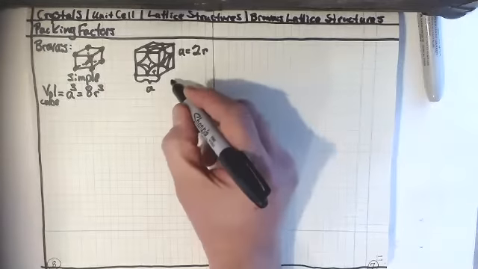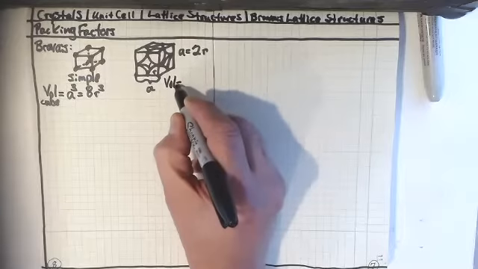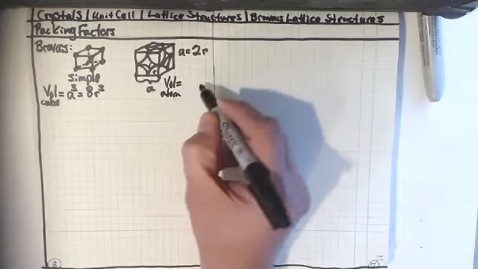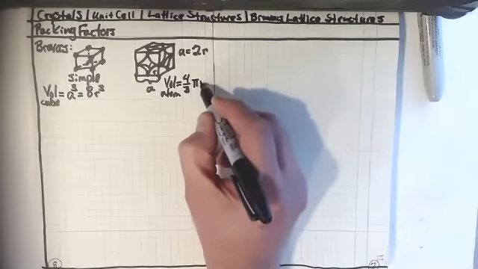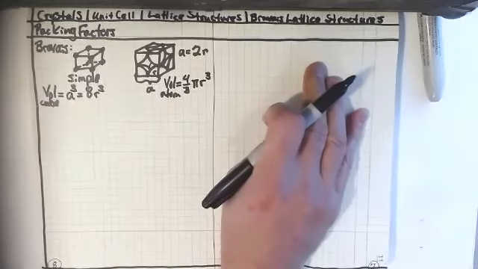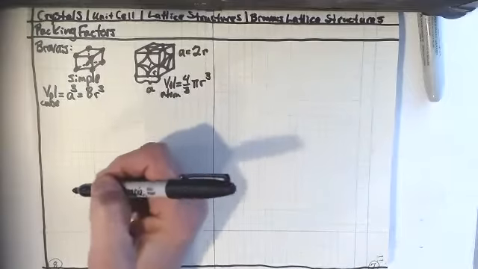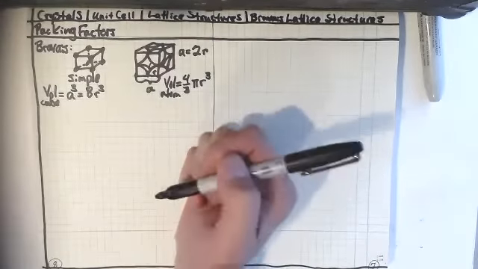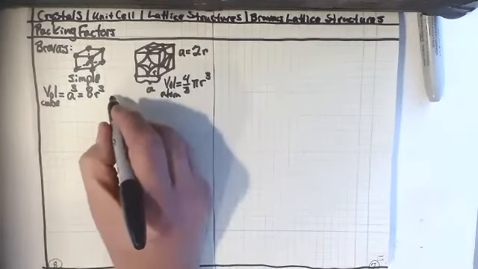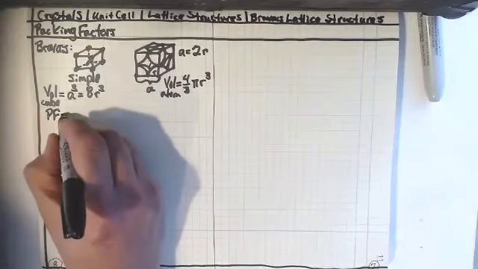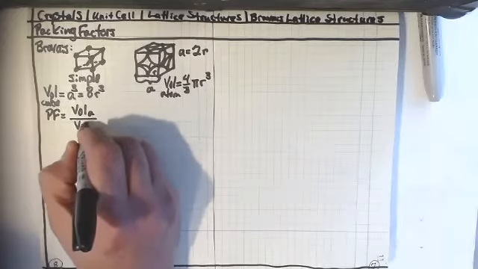So the volume of the atoms in there, which is going to be one atom, is going to be 4/3 pi r cubed, isn't it? Isn't that the volume of a sphere? Okay. So I've got the volume of the sphere and I've got the volume of the cube. So the packing factor would be the volume of the atom, right? So packing factor equals the volume of the atom over the volume of the cube.